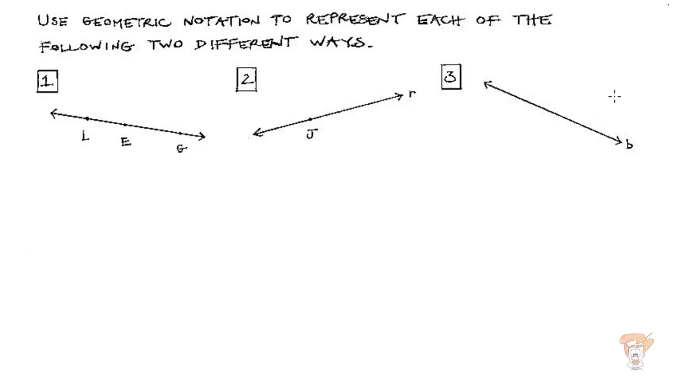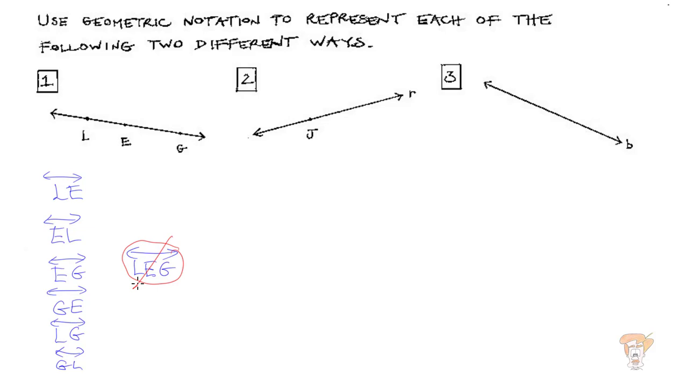In number 1, a line is presented and 3 points contained by the line are located and identified. To designate the line, we can use 2 points contained by the line. We can represent that line as line LE, line EL, line EG, line GE, line LG, and line GL. What we would not do, however, is use the 3 points. That is not proper geometric notation.